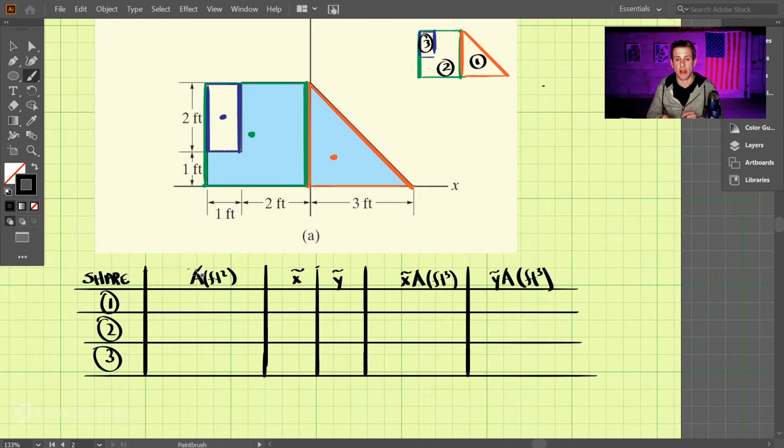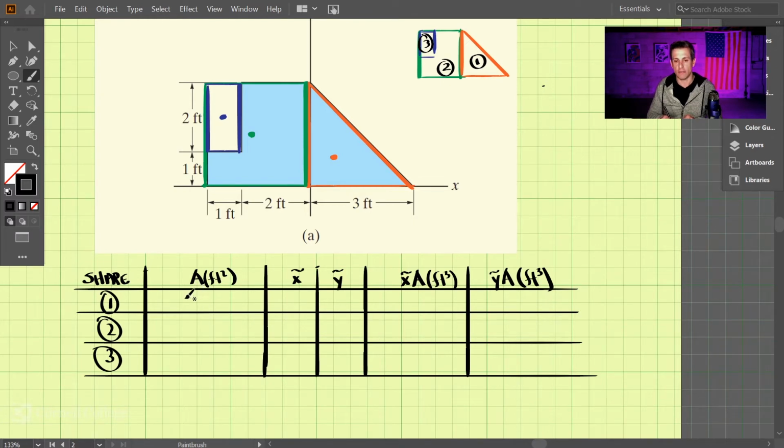The columns on the table are the area, and x tilde and y tilde, which represent the centroid of the smaller shapes. They're not the overall centroid, they're the centroids of the composite shapes that we're adding up. And then we have x tilde times A, where we just take the column x tilde and multiply it by A, and that is going to be in feet cubed. And also y tilde times A, which is also in feet cubed. The shapes are shown up here: the triangle 1, square 2, and the rectangle 3.